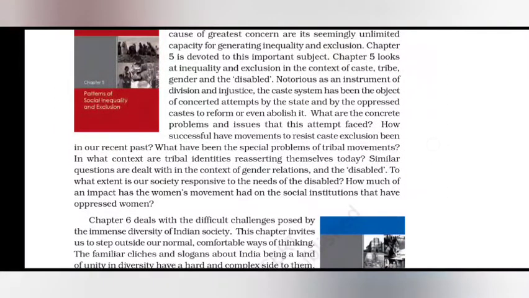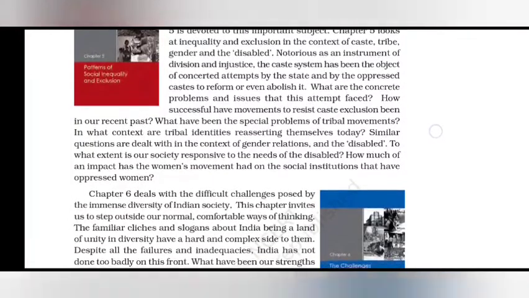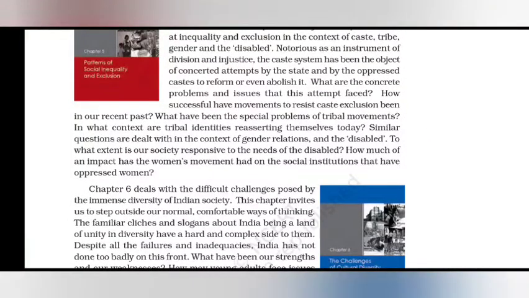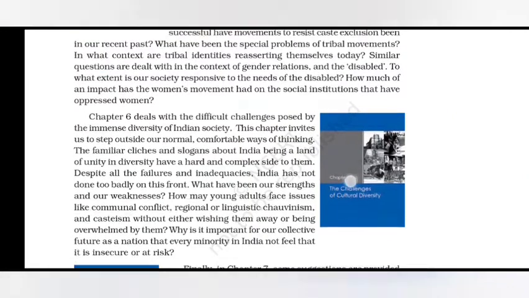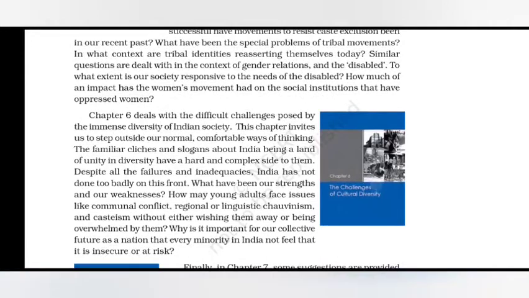Notorious as an instrument of division and injustice, the caste system has been the object of concentrated attempts by the state and by the oppressed castes to reform or even abolish it. What are the concrete problems and issues that this attempt faced? How successful have movements to resist caste exclusion been in our recent past? What have been the special problems of tribal movements? In what context are tribal identities reasserting themselves today?